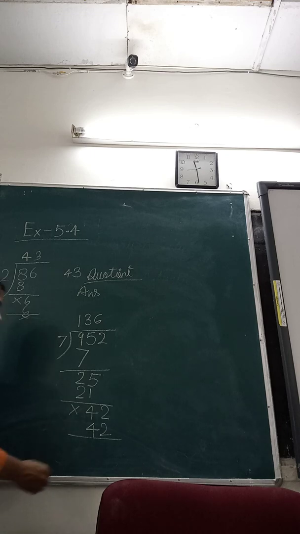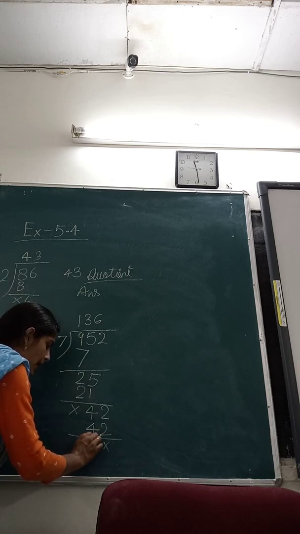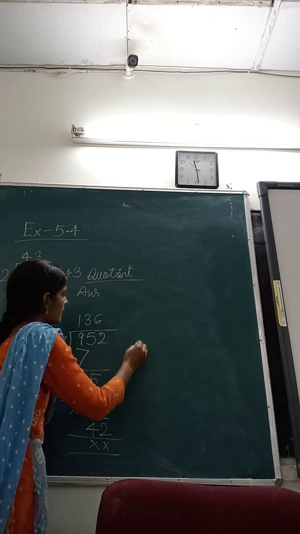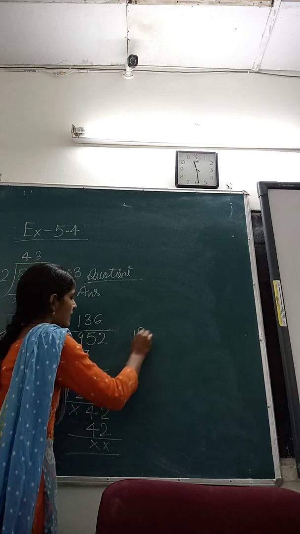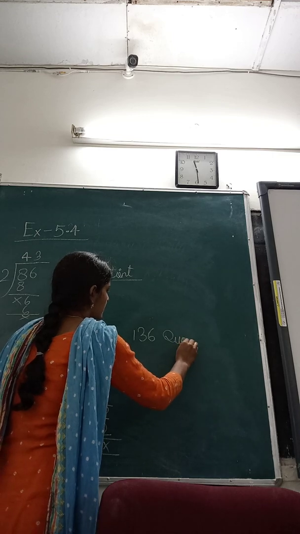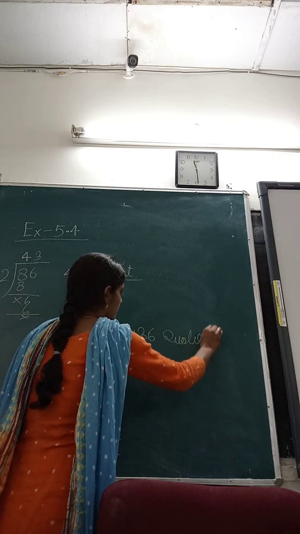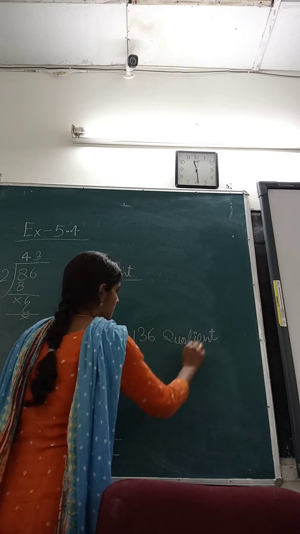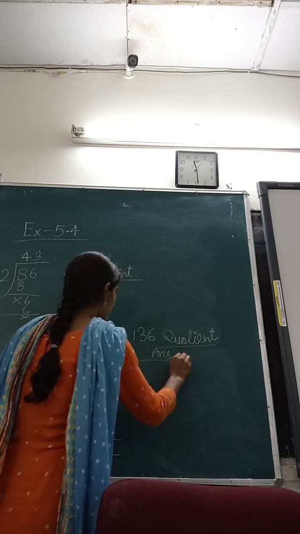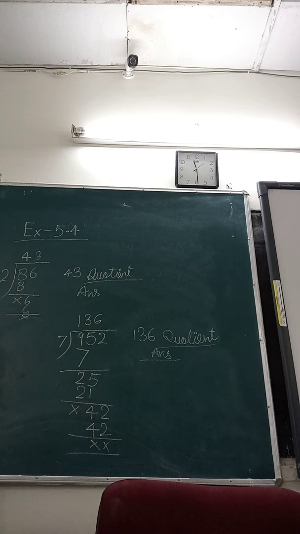Yes. 2 minus 2 is 0, 4 minus 4 is 0. Then your quotient will be 136. Answer will be 136 of question number 6.